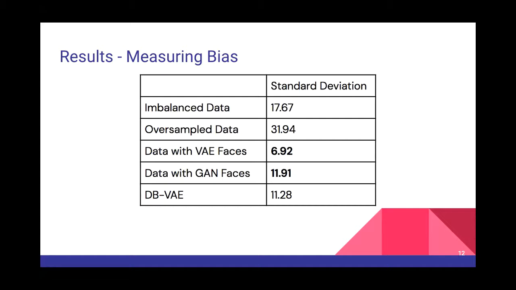If you take a look at the 2 bolded numbers, these are the results for the VAEs and the GANs, which are our methods, and they perform significantly better than the imbalanced data did, as well as the oversampling data set, which is what's most commonly used right now. And so overall, synthetic image generation performed better as a method for balancing data sets.